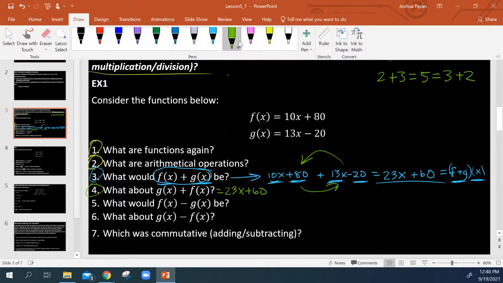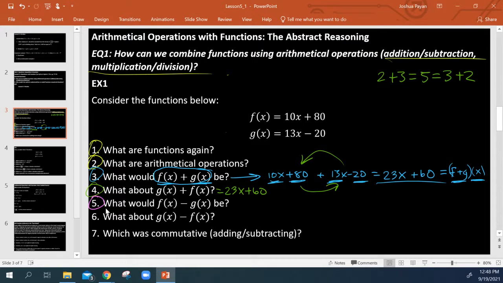Okay. So number 5, what would f of x minus g of x be? Well, f of x, so 10x plus 80 minus g of x, 13x minus 20, right? So now we do need these parentheses, okay? I need to distribute this minus, which is an imaginary -1, into these two terms here in the grouping. So what I've really got is 10x. I'm going to drop the parentheses on the left because I don't need them. There's nothing being distributed into them. So 10x plus 80. So this here gives me negative 13x or minus 13x.